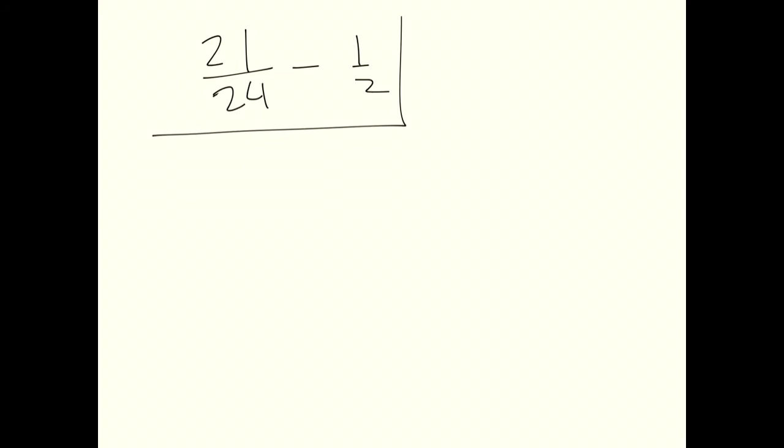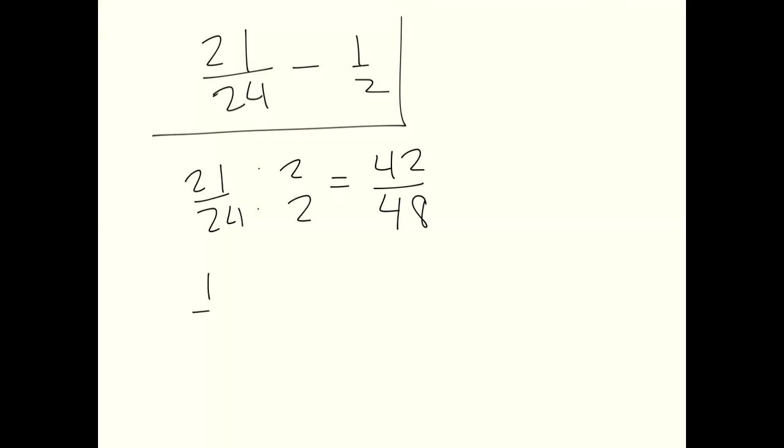When solving this kind of fraction, I'll be using method 2. So I will have to do 21 over 24 times 2, which 21 times 2 is 42. 24 times 2 is 48. I will get 42 48ths, and so I will now have to do 1/2 times 24. You will get 24 over 48.